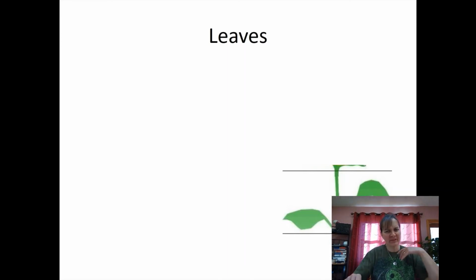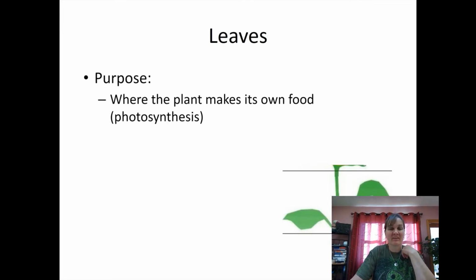What is their purpose? Have you ever thought about that before? Leaves are where the plant makes its food. So the previous class, we talked about how animals eat plants and other animals for their energy. That's how they get their food, but plants didn't need that. They make their own.